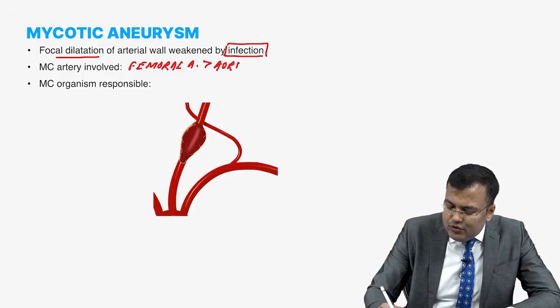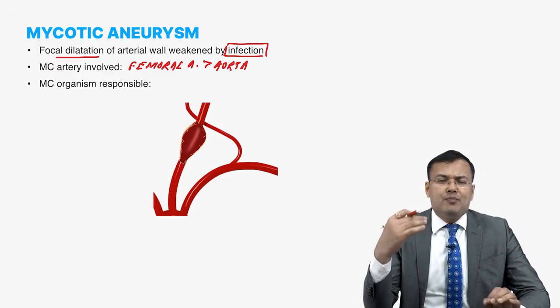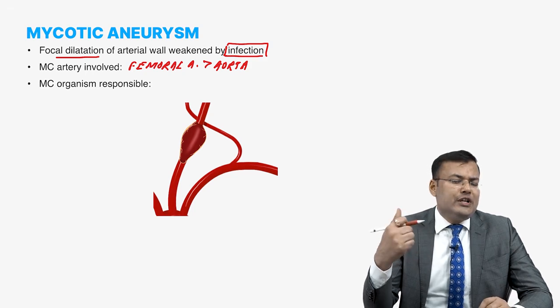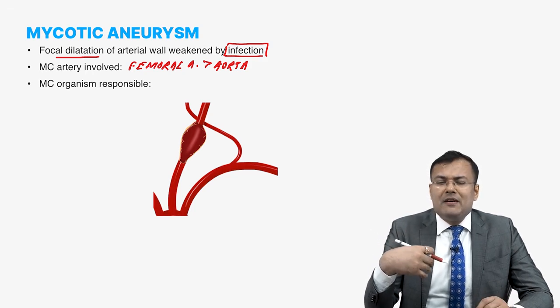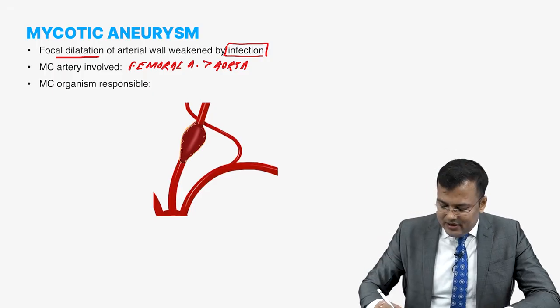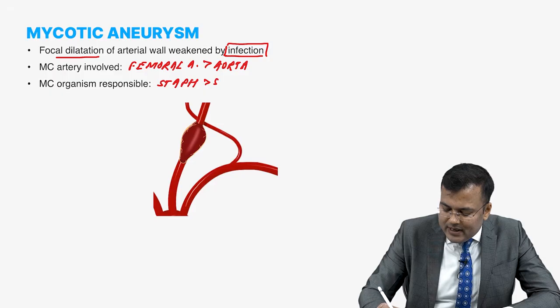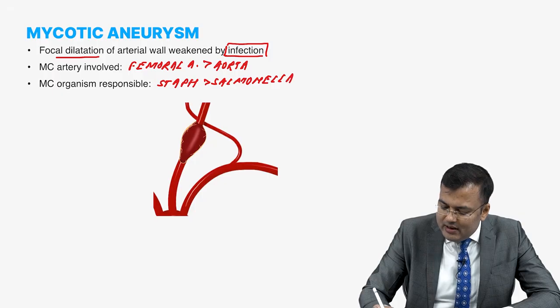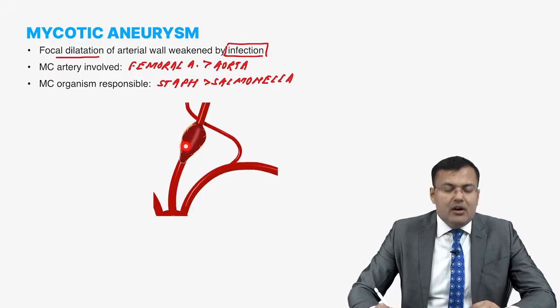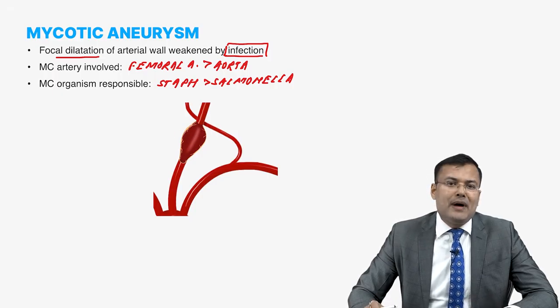And if you're not going to clean the area, when you puncture the femoral artery, you are going to introduce the infection from skin into the artery. So obviously the organism is staph followed by salmonella. In this image, you can notice focal dilatation of arterial wall weakened by infection, named mycotic aneurysm.